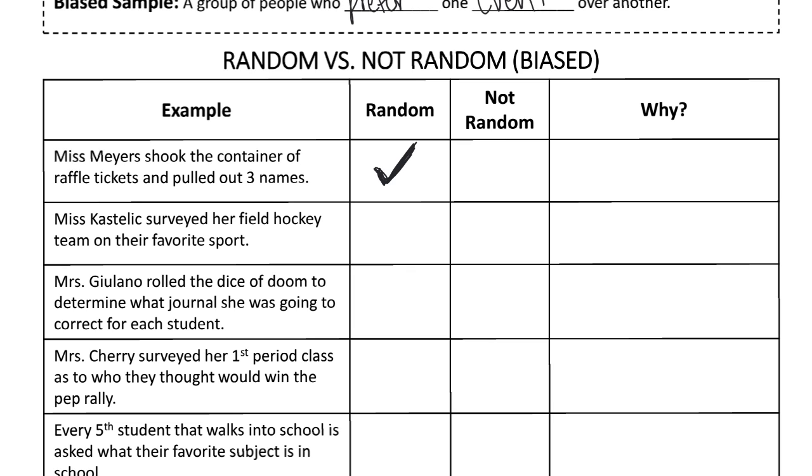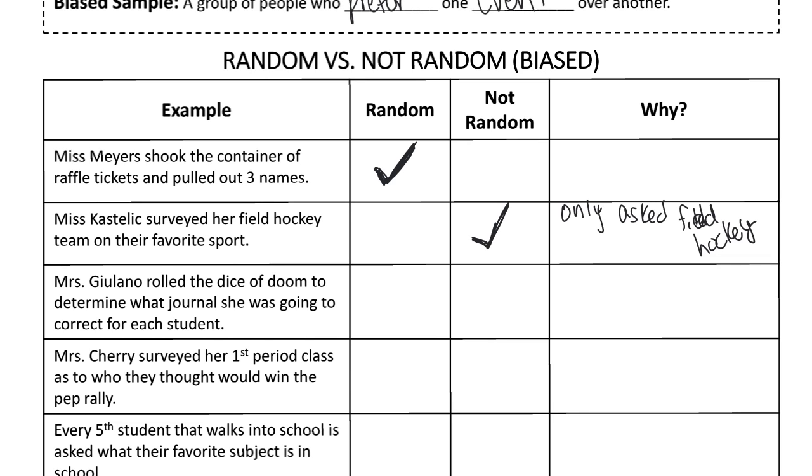Look at the second one. Miss Kostelic surveyed her field hockey team on their favorite sport. So that's not random because clearly their favorite sport would most likely be field hockey. So why is it not random? Because they only asked field hockey players. If Miss Kostelic asked her gym classes, then it would be random because it could be anybody's opinions. Whereas this is just the field hockey team, so it's not random.